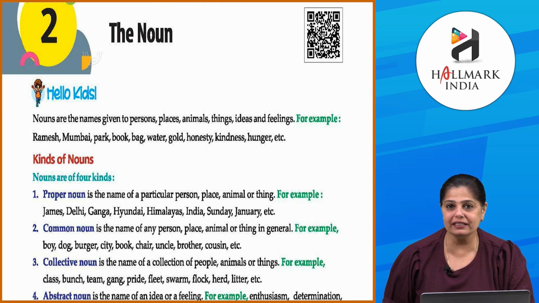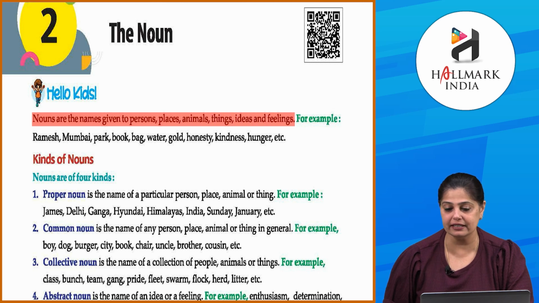और one by one देखने के लिए we always begin with nouns. So this chapter's name is the noun. Okay, so let's begin. Hello kids. Nouns are the names given to persons, places, animals, things, ideas and feelings.